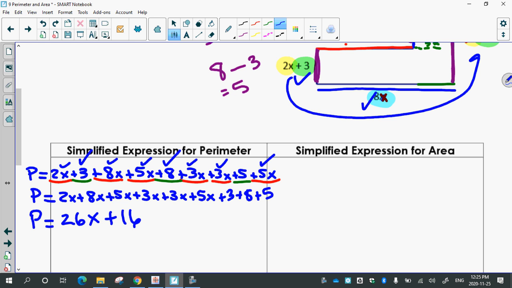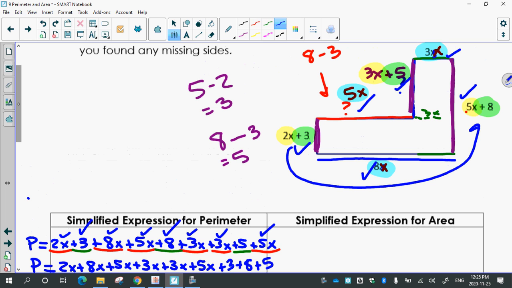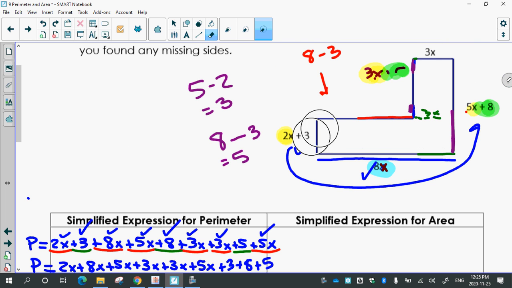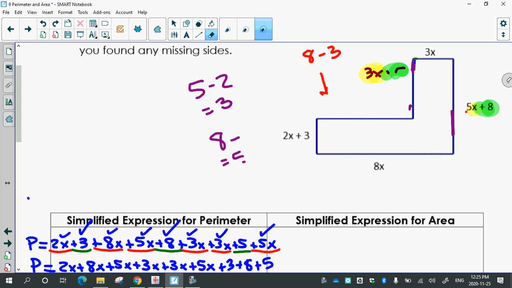Okay, so area is a totally different setup. Now we're dividing it into 2 rectangles, find the area of the first one and the area of the other one. Okay, so area is totally different than perimeter. So I'm going to erase. Go back to what the original question said and look at it from an area point of view.